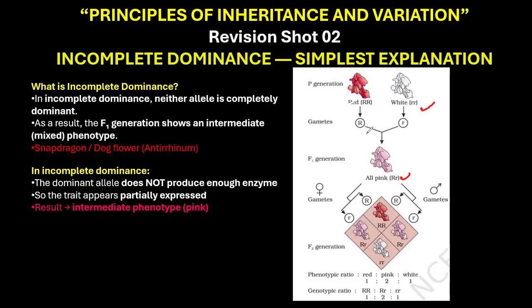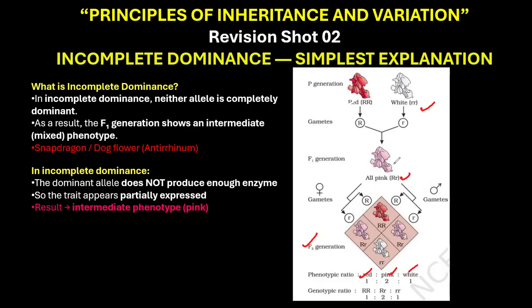As per Mendel's laws, the F1 generation should be red, but it is not red, it is pink. And when we do the selfing of this, we get red, white, and pink, in the ratio of red is 1, pink are 2, and white is 1. So the dominance is incomplete here.